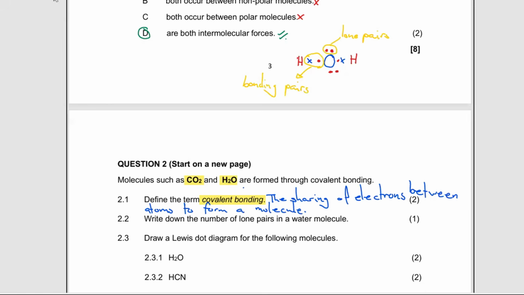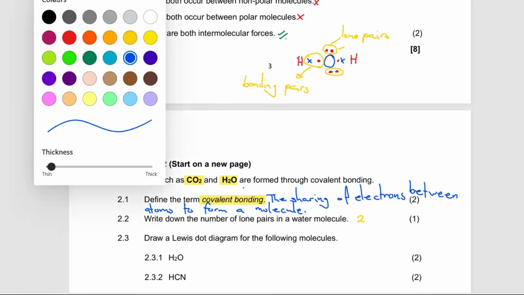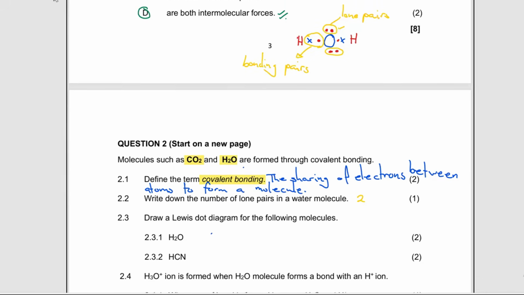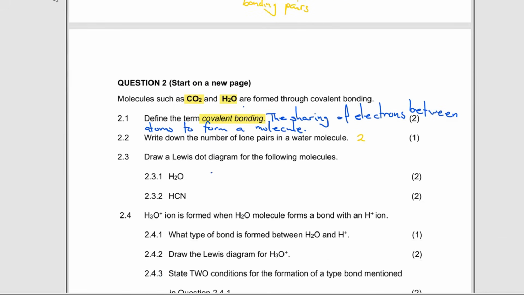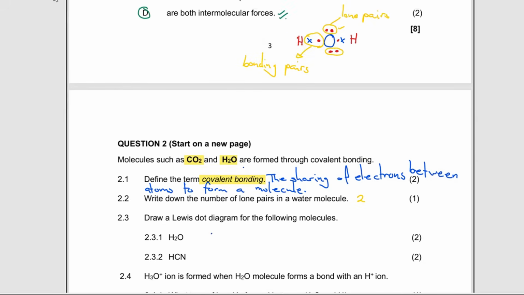So in this case, it says write down the number of lone pairs in a water molecule. So we're having the first one there at the top and also the second one at the bottom. So the correct answer there should be 2. Then we proceed to the next question, which is question 2.3, which reads draw a Lewis dot diagram for the following molecules, right? So they started with H2O. Already I drew H2O at the top there. If you can see, this is my H2O there at the top. I can actually draw it the other way around, but this is my Lewis dot diagram for H2O there. Then after that, we're also supposed to draw a Lewis dot diagram for the following, which is our HCN.